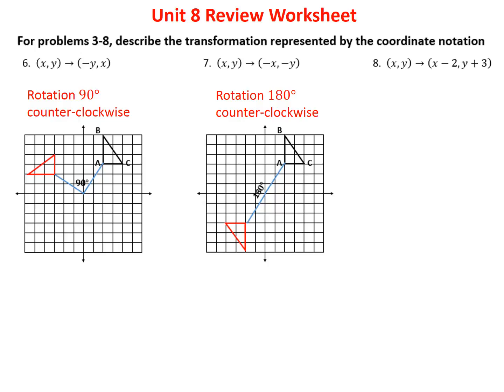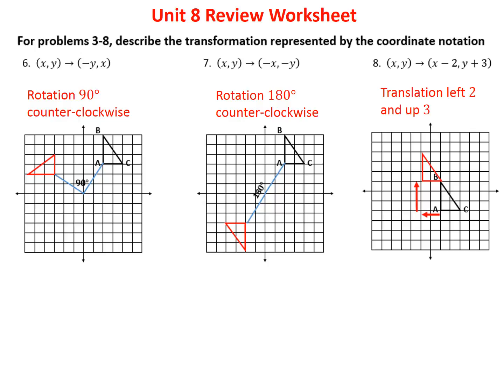And finally, number 8 is just a translation where we have x minus 2, which means I go 2 to the left, y plus 3, which means I go 3 up. So it looks kind of like that: 2 to the left and 3 up.